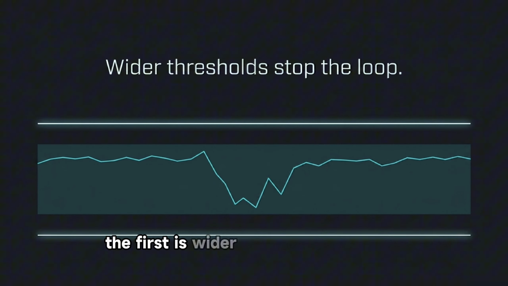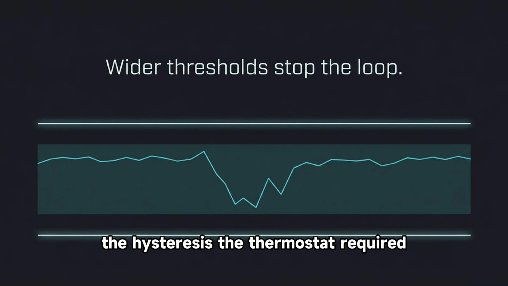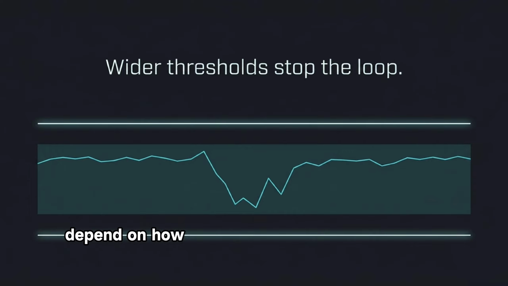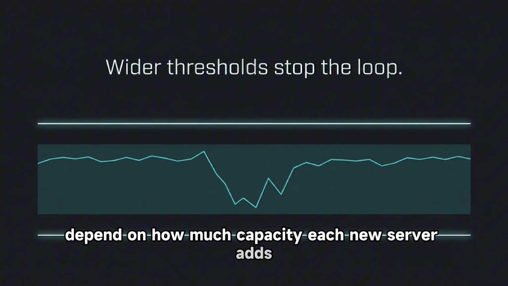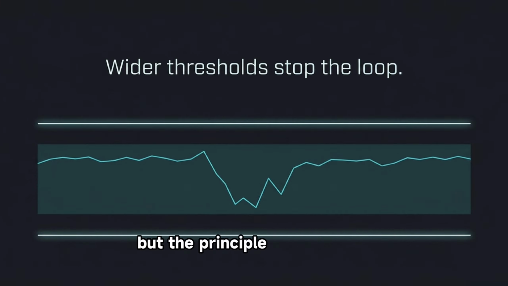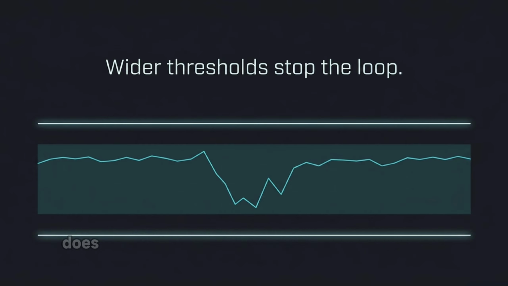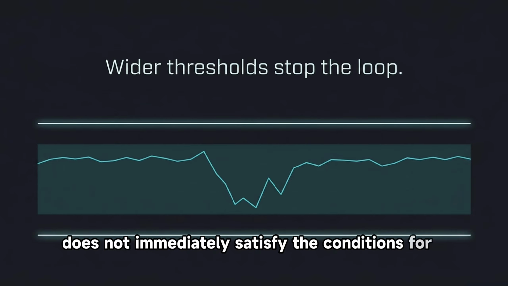The first is wider threshold separation, the hysteresis, the thermostat required. If the scale-out threshold is 70% CPU, the scale-in threshold should sit considerably lower, perhaps 40%, perhaps 35%. The exact values depend on how much capacity each new server adds relative to the pool, but the principle is consistent. The gap needs to be wide enough that a scale-out event does not immediately satisfy the conditions for a scale-in, and a scale-in event does not immediately satisfy the conditions for a scale-out.